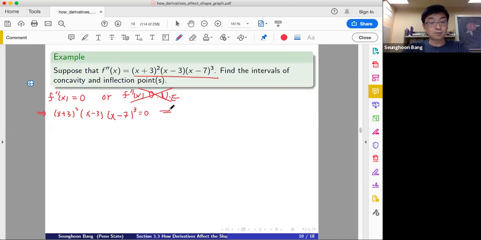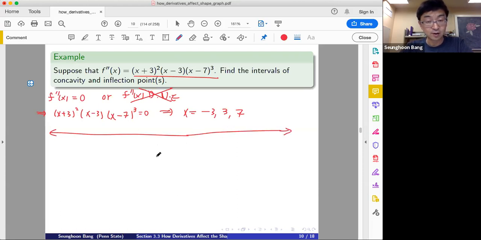Setting it equal to 0, you solve x equals negative 3, 3, and 7. The next step, we can draw a real line and plot negative 3, 3, and 7. You can plot these points.